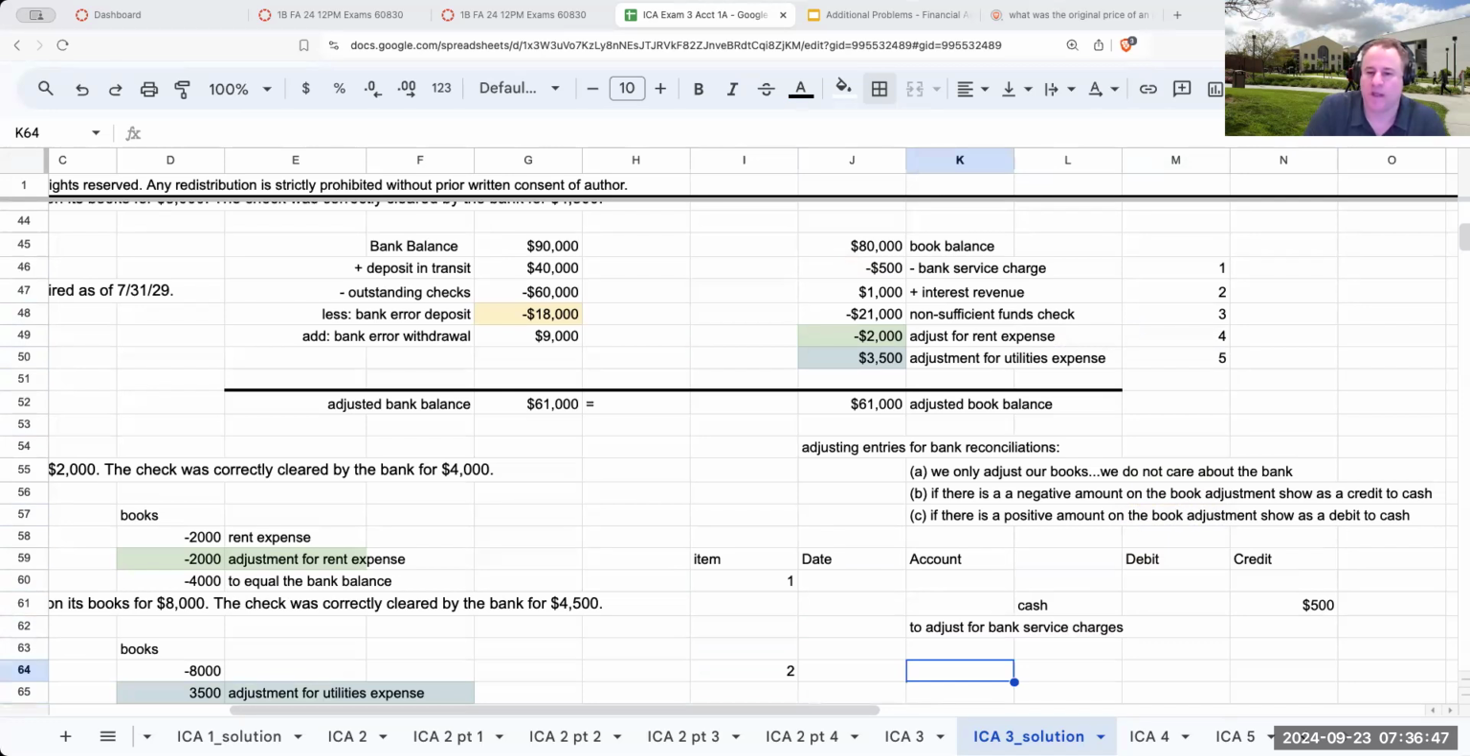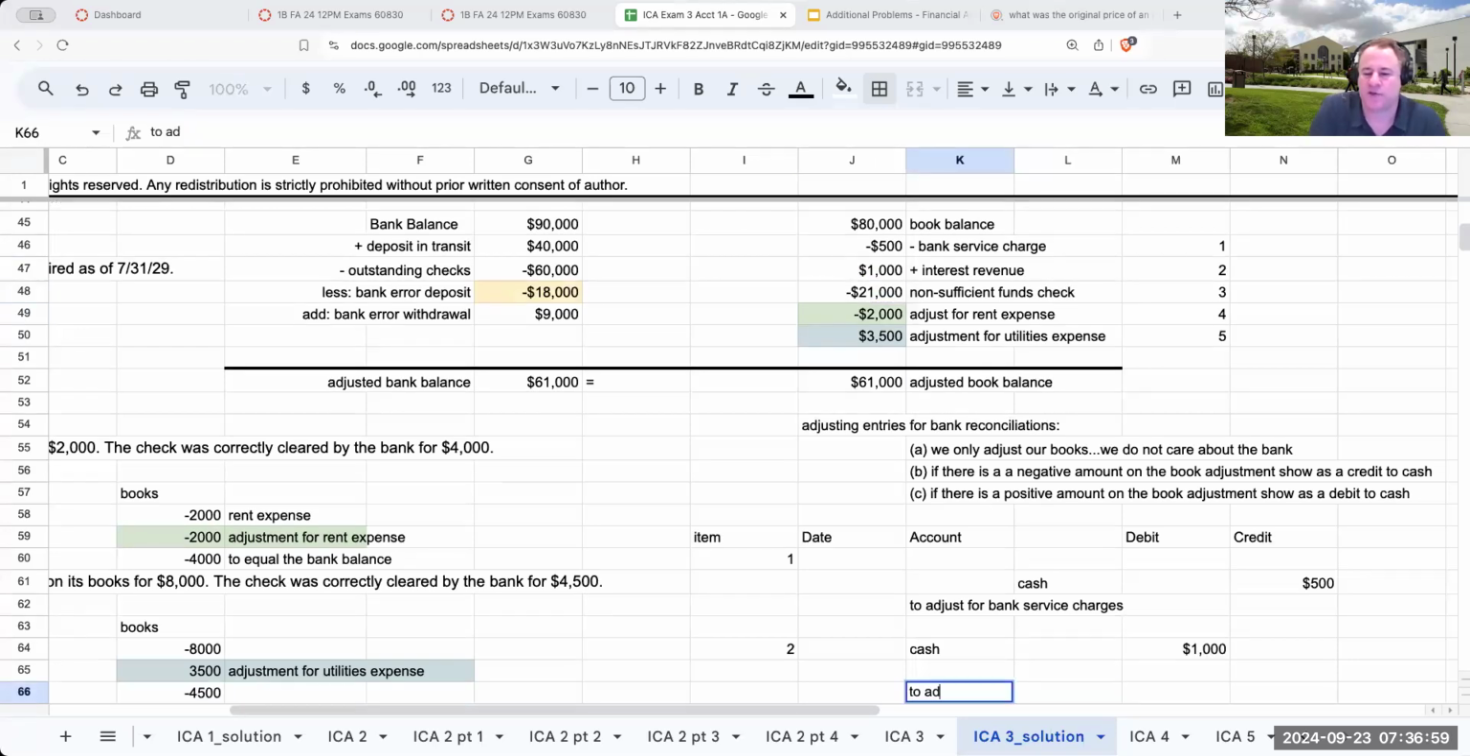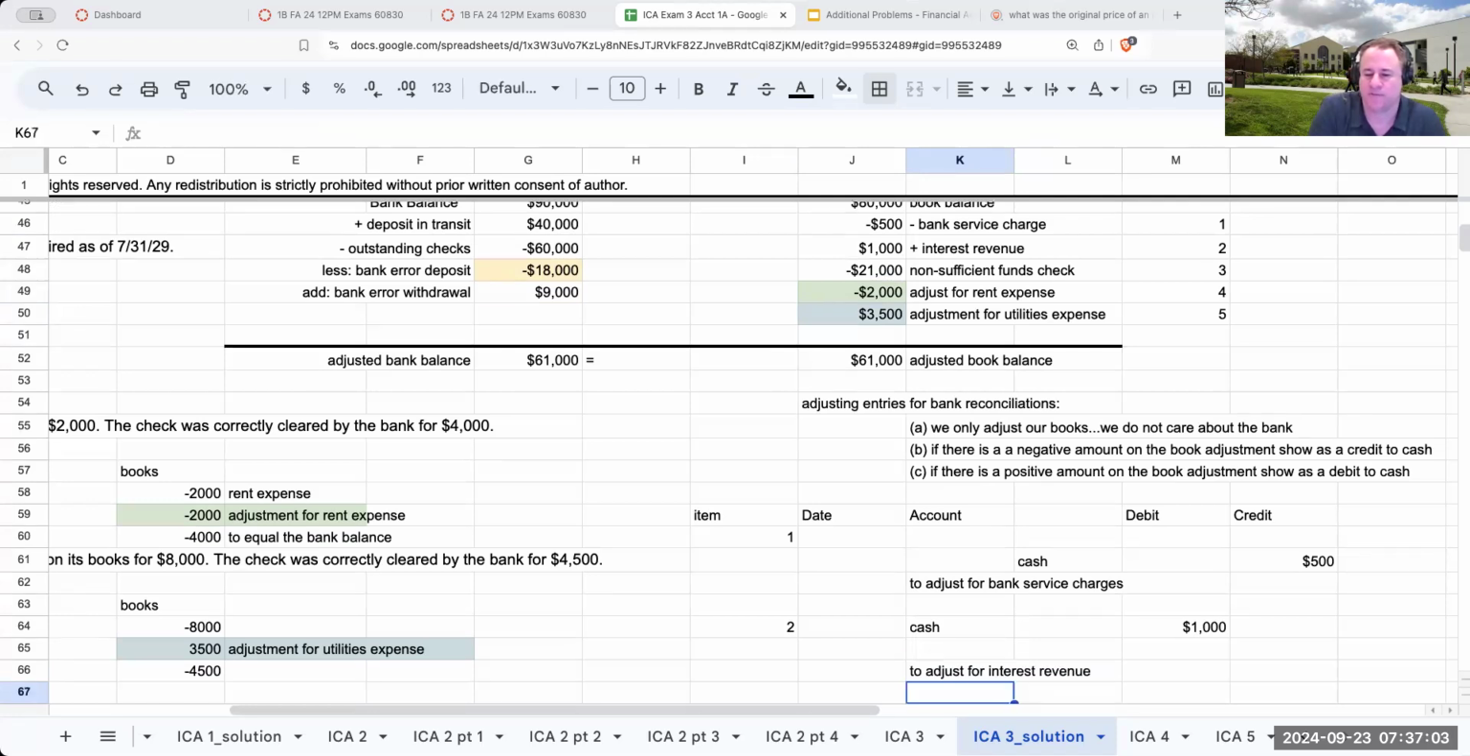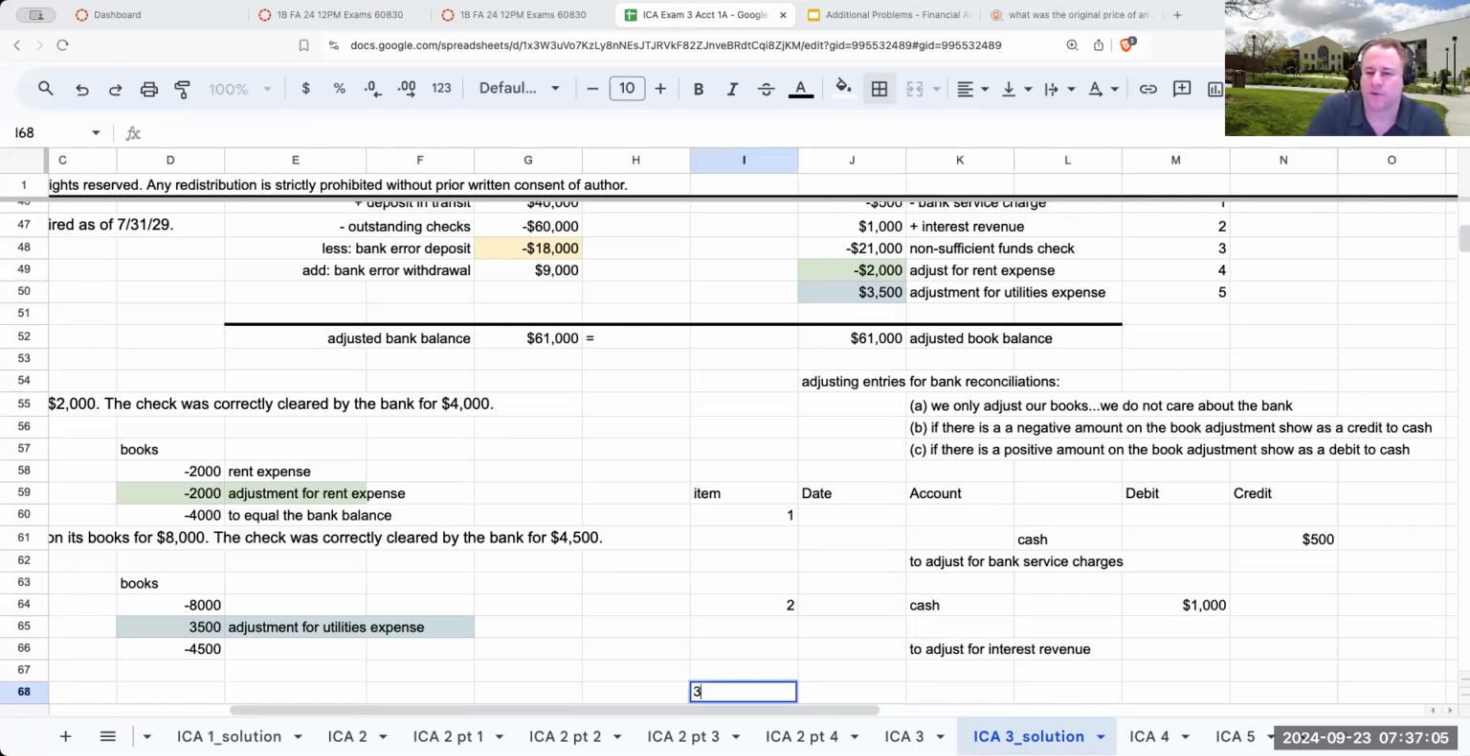Item 2. This is a positive amount. So over here, I'm going to debit cash for $1,000. And this is going to be to adjust for interest revenue. Let's go to number 3.